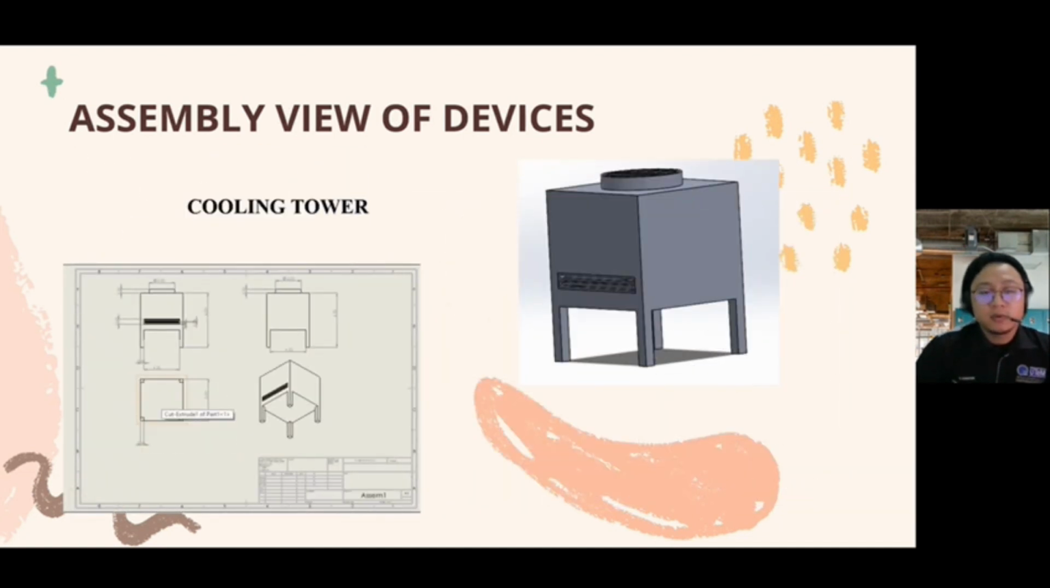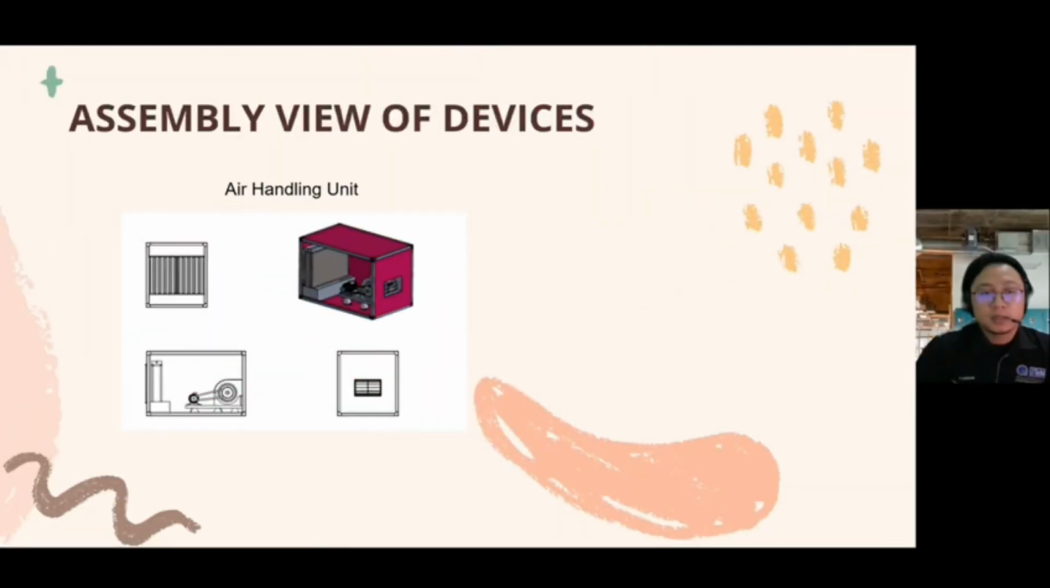Next is the assembly view of the cooling tower. At the top, the cooling tower has a motor and fan blades. Actually in our SolidWorks it has fins at the side of the cooling tower, but our laptop cannot capture the fins.